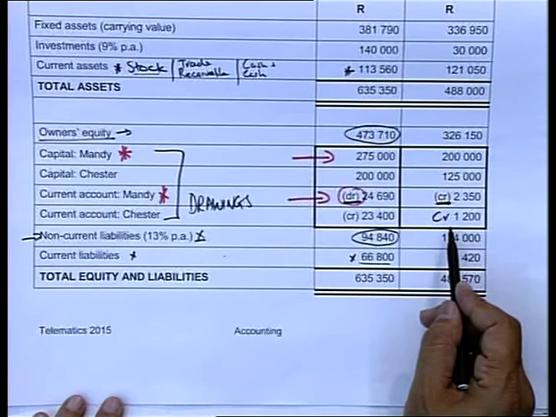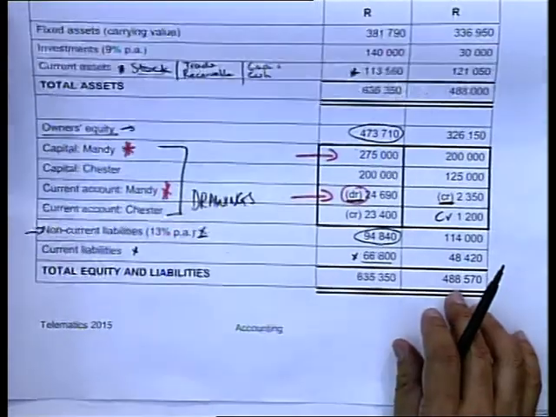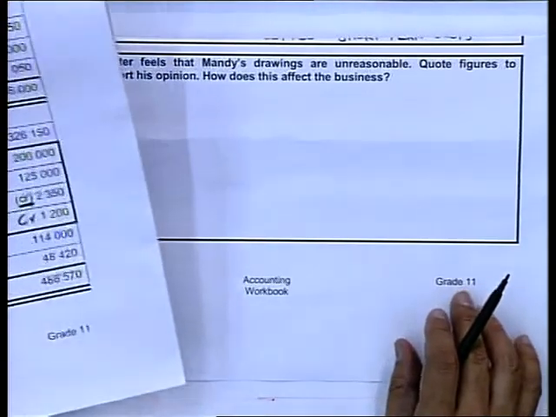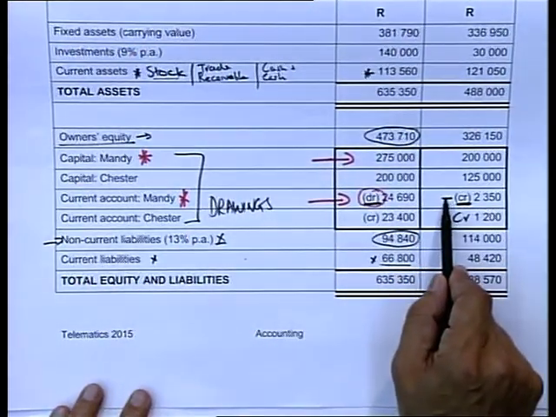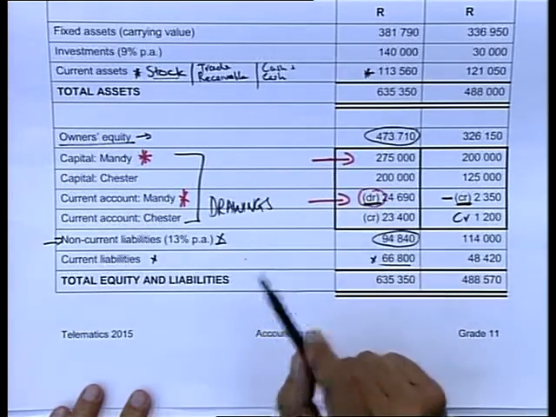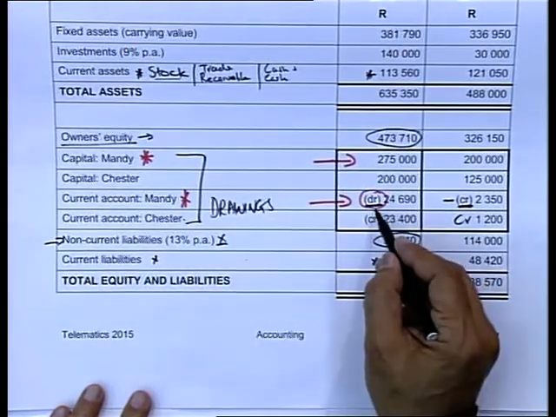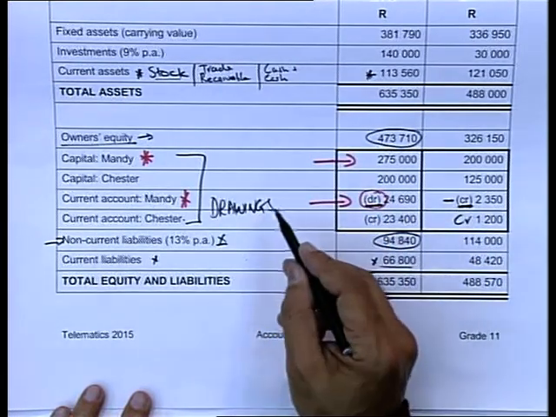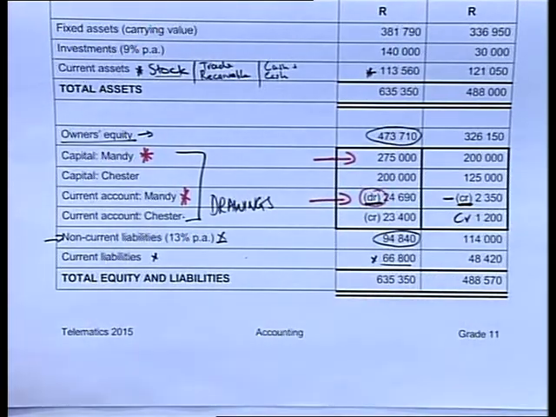So if you're looking at Chester, what happened? Sorry, I mean Mandy. Right? Chester feels that Mandy's drawings are unreasonable. So what happened to Mandy's current account? It was a credit, and then it went to a debit, right? So now that is of concern to Chester, because Mandy is withdrawing more money than what she is earning, okay?